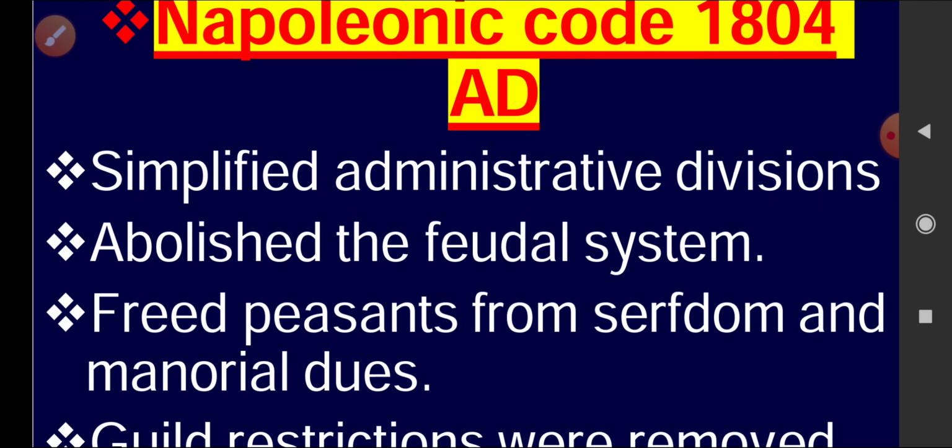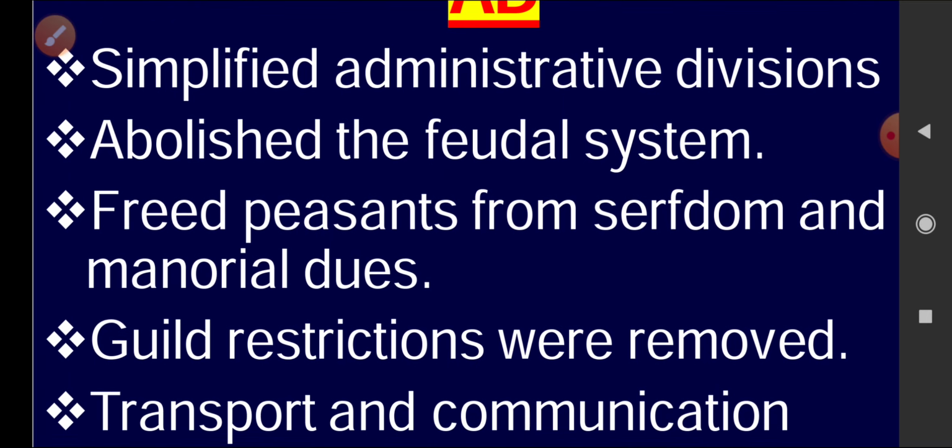Next, he abolished the feudal system. The feudal system existed in society, in which upper class people or people who were close to the king had all the powers in their hand. So, Napoleon Bonaparte abolished it, did away with all the privileges based on birth and established equality before the law, and freed peasants from serfdom and manorial dues, which peasants were facing a lot of problems with.